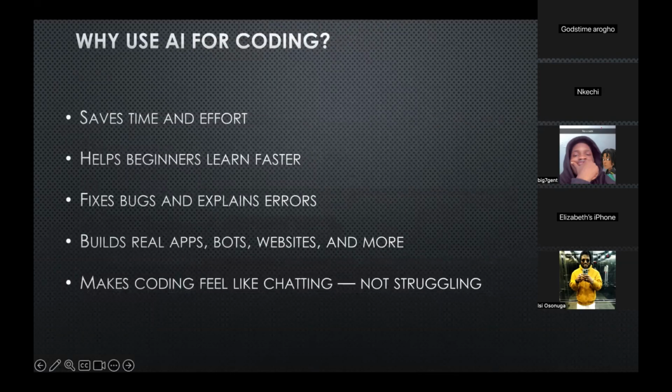So why do we use AI for coding? We use AI for coding because, number one, it saves time and effort. You might be given a project that normally might take you 3 months to execute, but using AI to code, plus iteration and reviewing, it might take you 3 days or less, depending on how you know how to use your AI and the amount of time you have at hand.